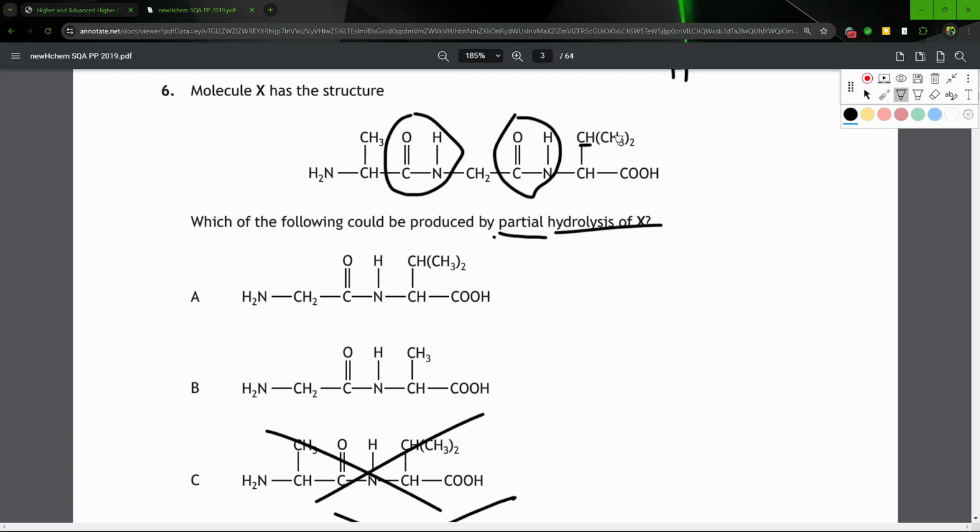But if we go over here, we have this. We do have CH bracket CH3 2. We don't have the CH3, so B's bad as well. So process of elimination, it has to be A.